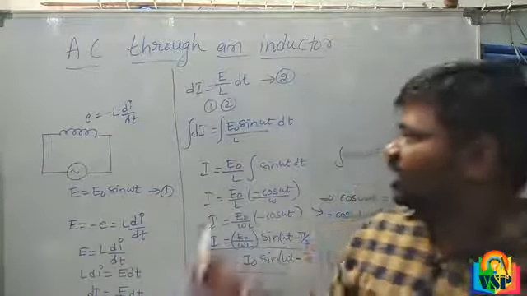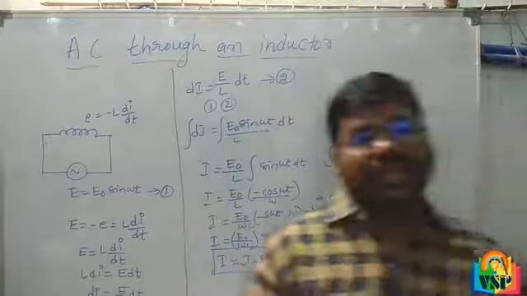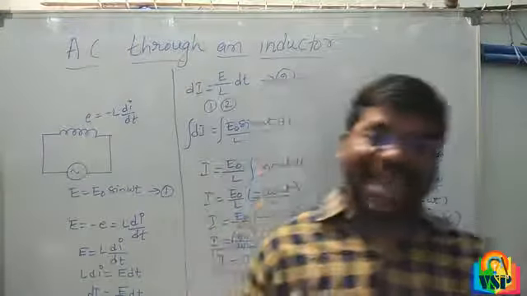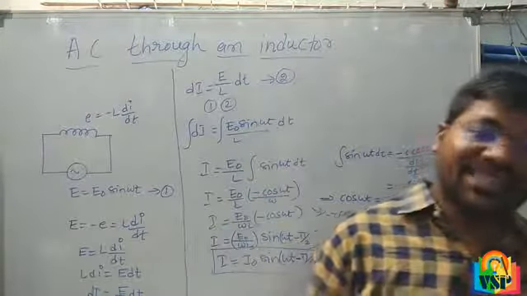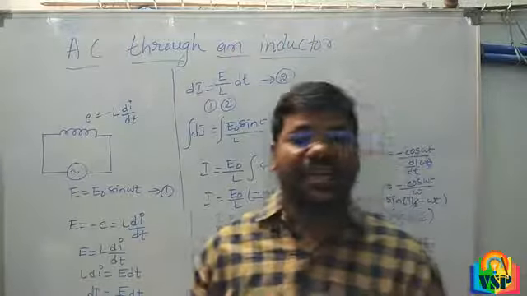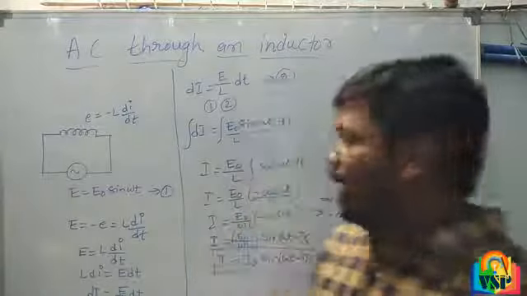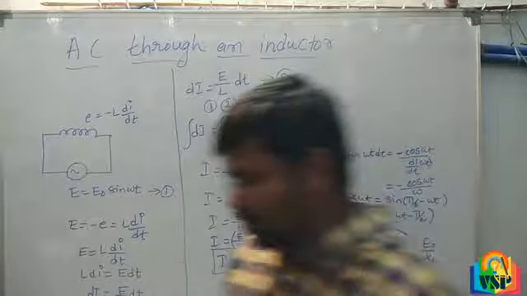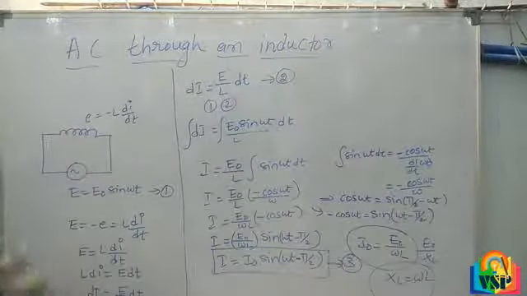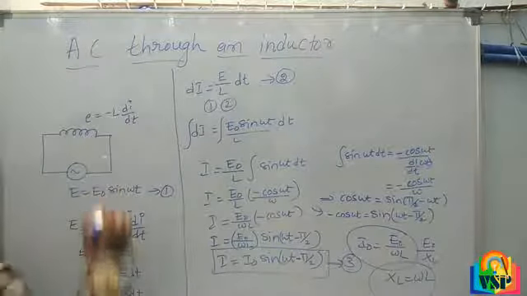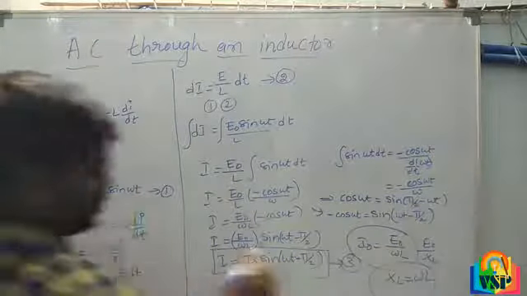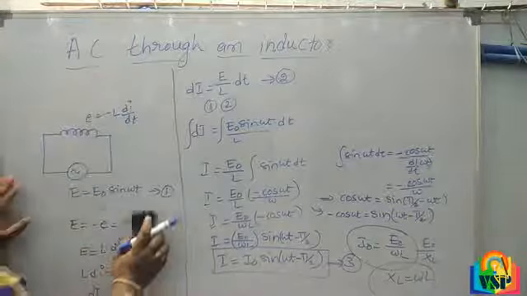In a pure inductor, the current lags, very very important. The current lags behind the voltage by a phase angle of pi by 2. Understand? Pi by 2. So this equation is very very important.